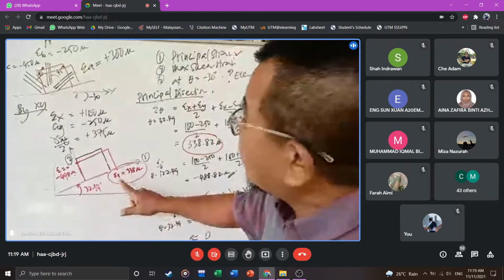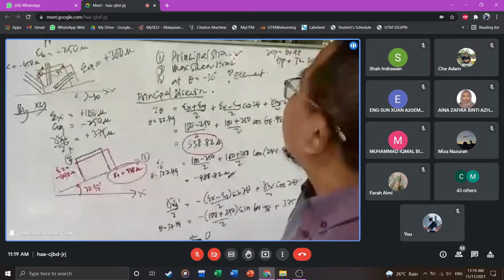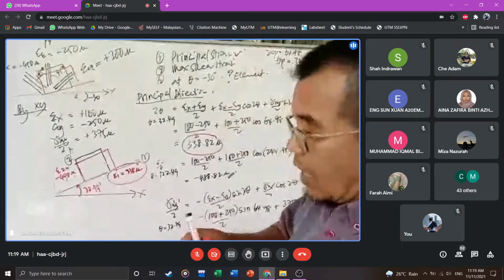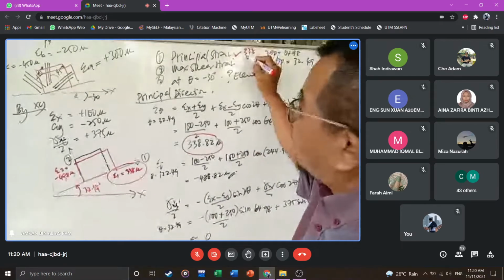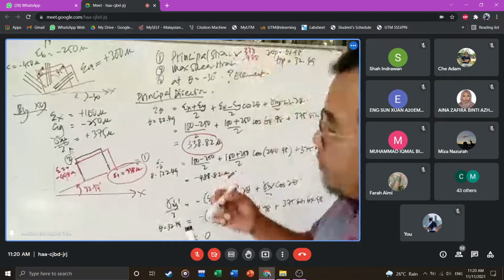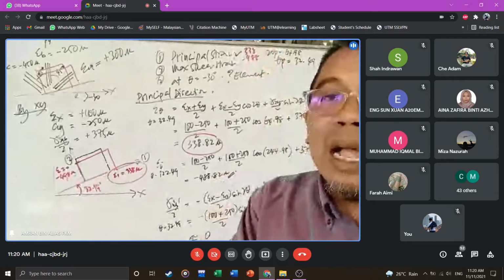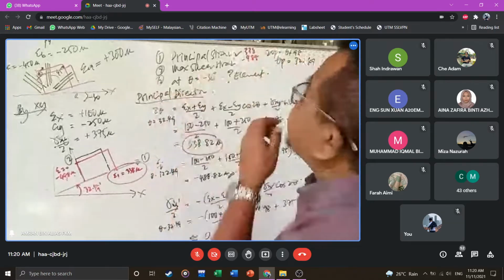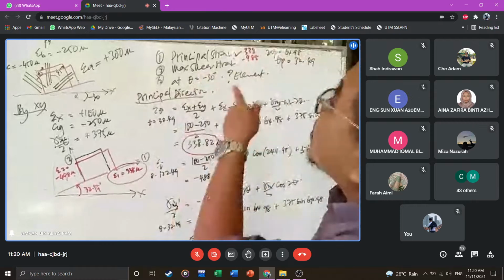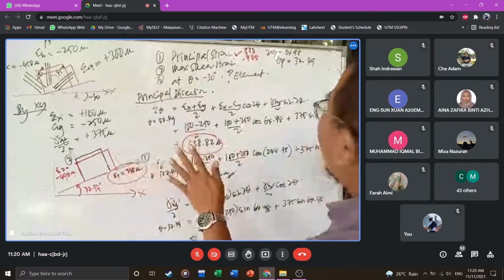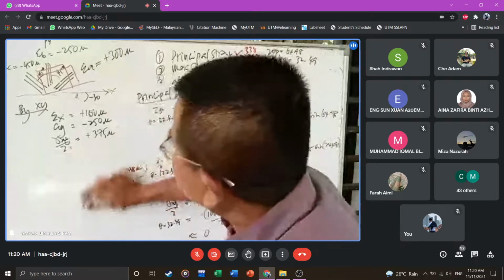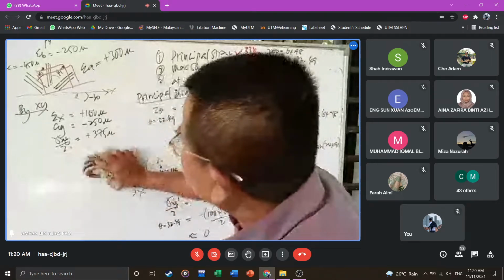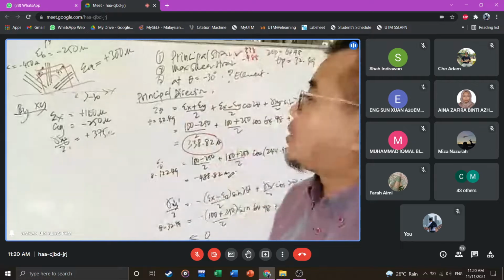338, 488. Write down there. 338, 488 minus. Now, we'll find the second one, the maximum shear strain. You want to draw the maximum shear strain. Maximum shear strain happens first.